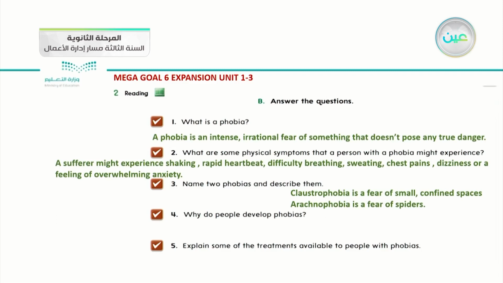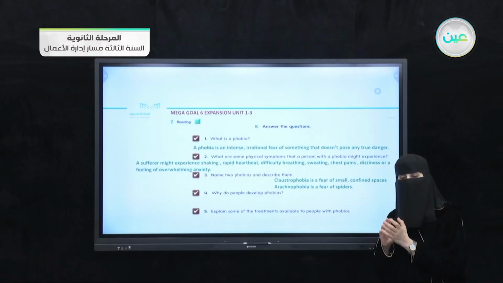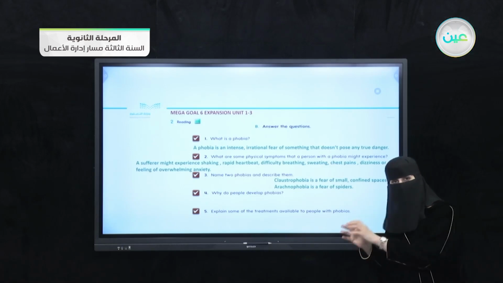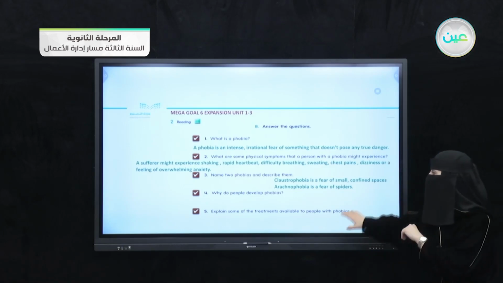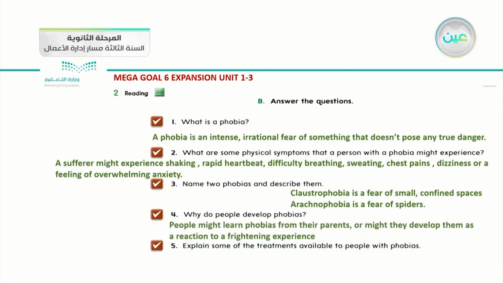Okay, let me move to question 4. Why do people develop phobias? We mentioned in the previous lesson that some people get these phobias from their parents. In exact terms, there is nothing to fear from it, but it is transferred from their parents to them. So people might learn phobias from their parents. If your parents fear something, maybe it will transfer to you. Or they might develop them as a reaction to a frightening experience.